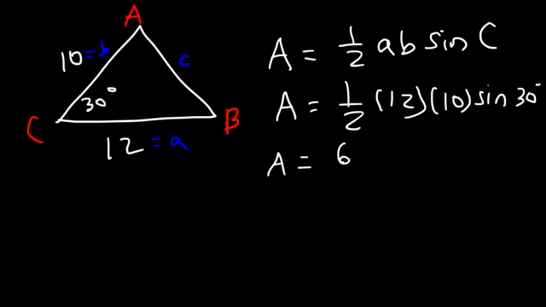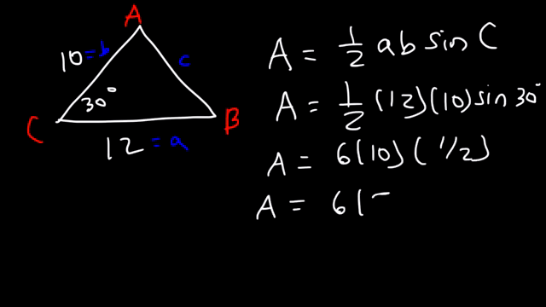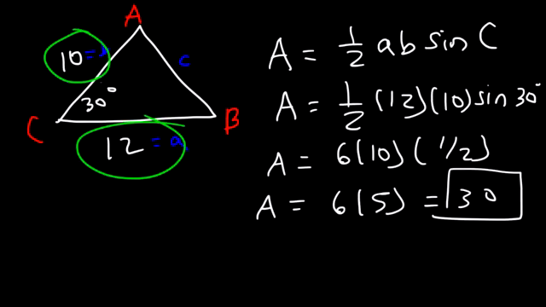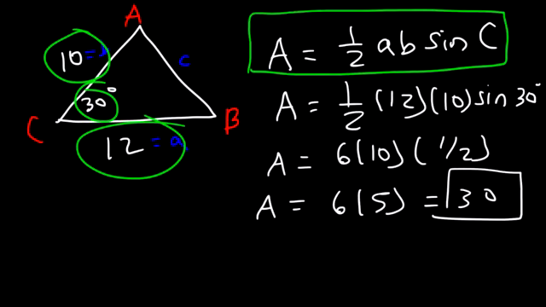Half of 12 is 6, and sine 30 is 1/2. Half of 10 is 5, and 6 times 5 is 30. So that's the area of this particular triangle. If you have two sides of a triangle and the included angle, you can use this formula. This works even if you do not have a right triangle.